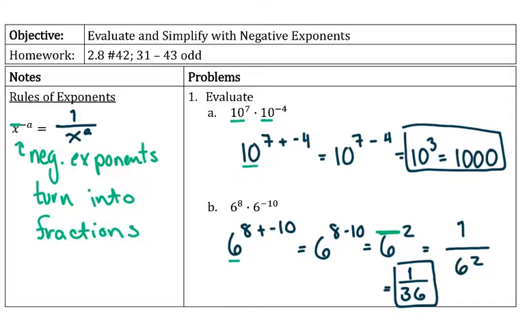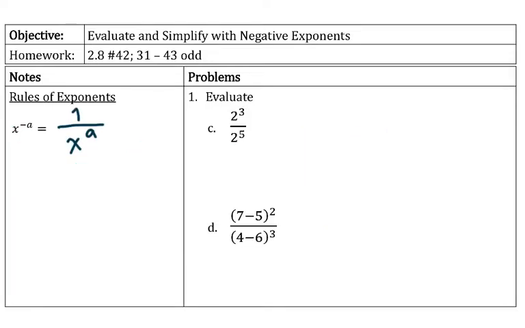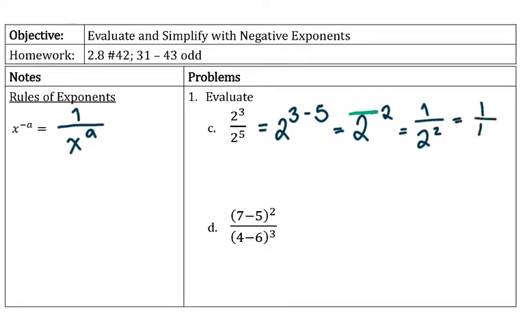Let's look at some other operations. Here, we have a division problem. We have 2 to the 3rd over 2 to the 5th. We can use our same rule because it has the same base to say that this is the same as 2 to the 3 minus 5, which is 2 to the negative 2. And we can draw that back into a fraction. And we end up with 1 over 2 squared, which is 1/4.